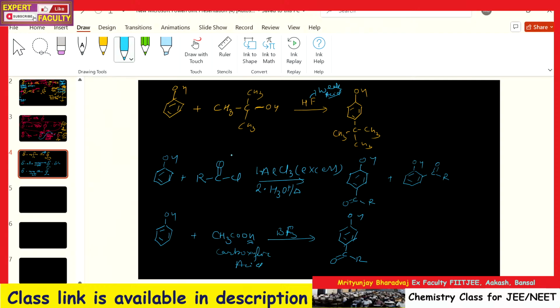So this BF3 is what? Lewis acid. Now what is the role? It takes out OH minus from carboxylic.